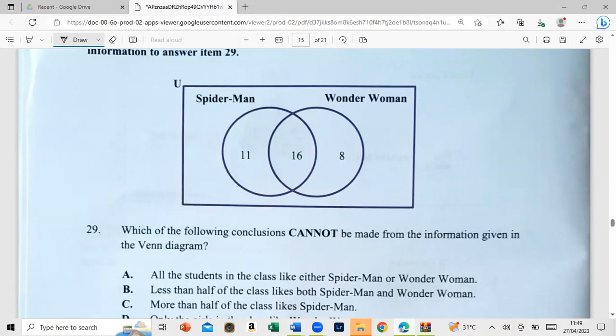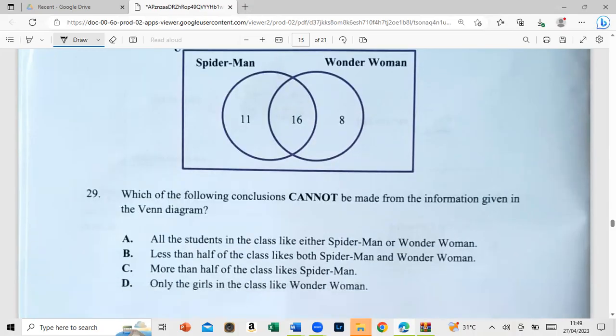Less than half of the class like both Spider-Man and Wonder Woman. More than half of the class like Spider-Man. Only the girls in the class like Wonder Woman. Which of the following conclusions cannot be made? I'm gonna go with D, but I'm gonna just review each conclusion.